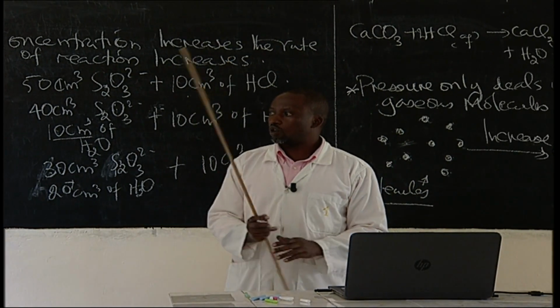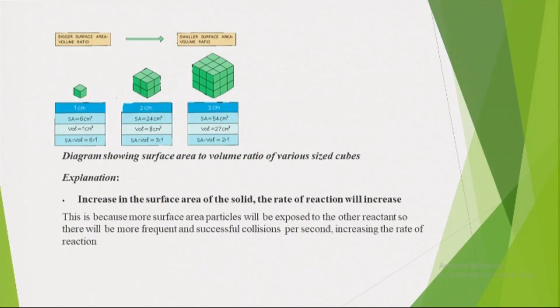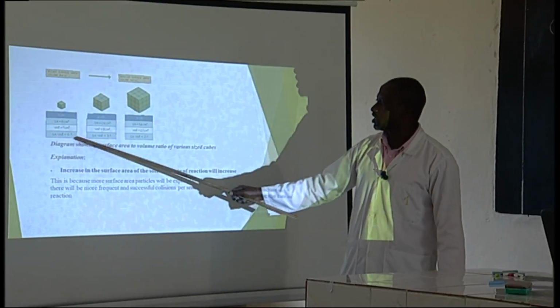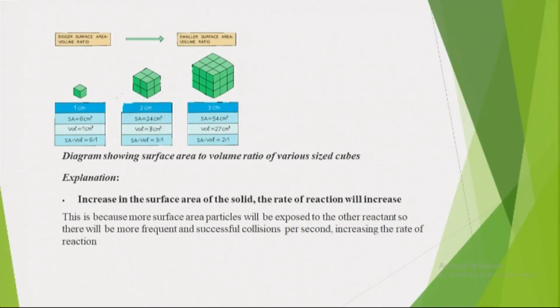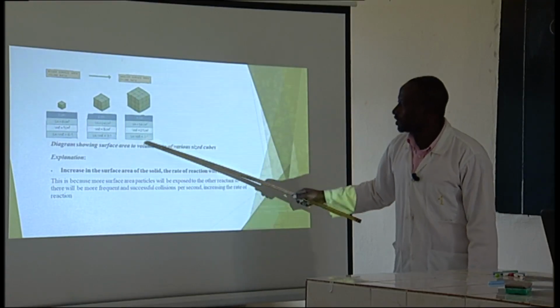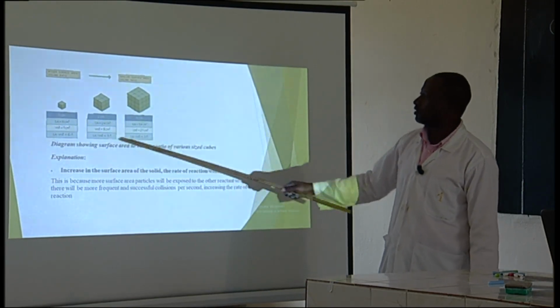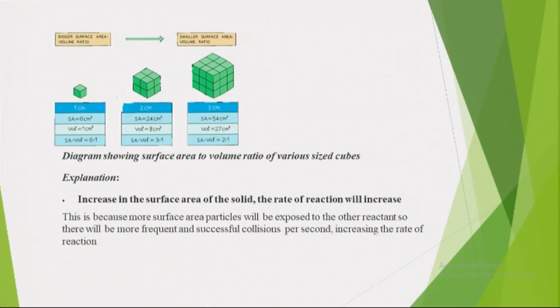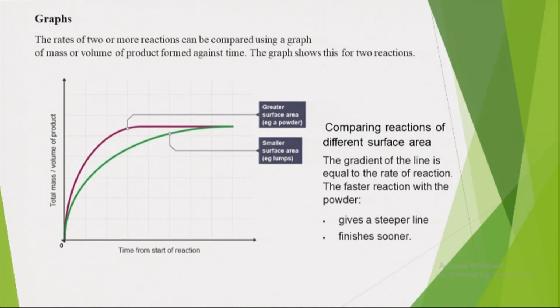So we can also mention something like this. I've just given an example here where you have different sizes. So this is surface area, volume. The smaller one, you'll see it has a larger surface area compared to a bigger one. This is surface area to volume ratio. This is 2:1. This is 6:1. So the surface area to volume ratio is bigger here. With an increase in surface area of the solid, the rate of the reaction will be increased, as we have mentioned.